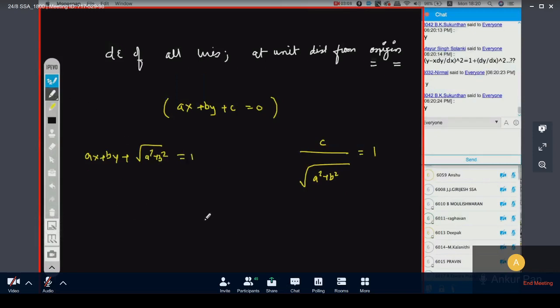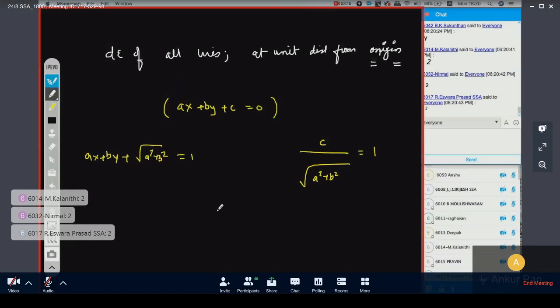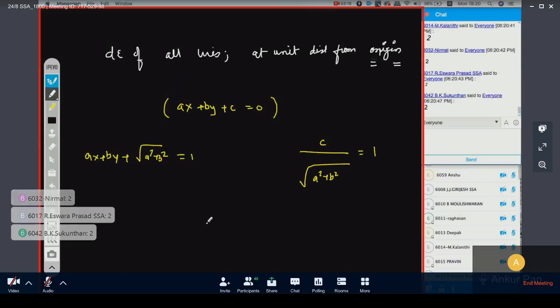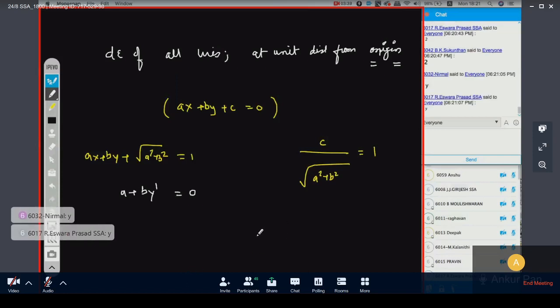And in that case, how many arbitrary constants are there? 2. Good. Let's kill them. a plus by dash equal to 0. Yes or no? Now you will check in the options.